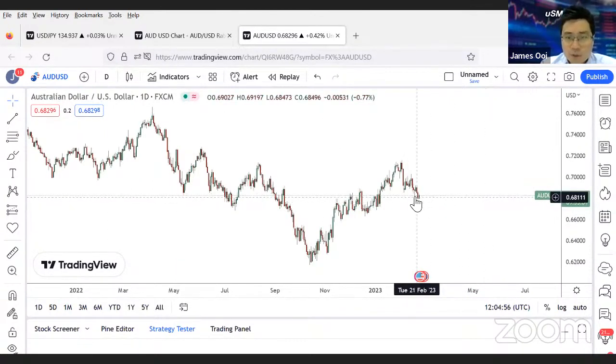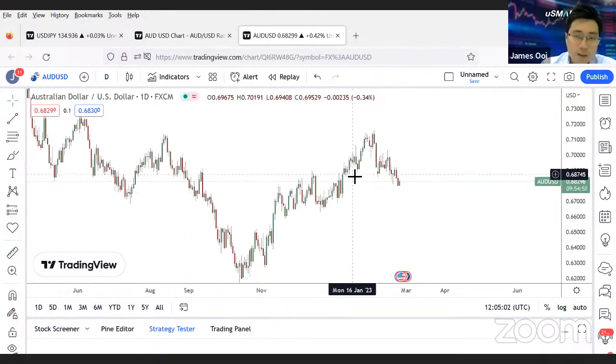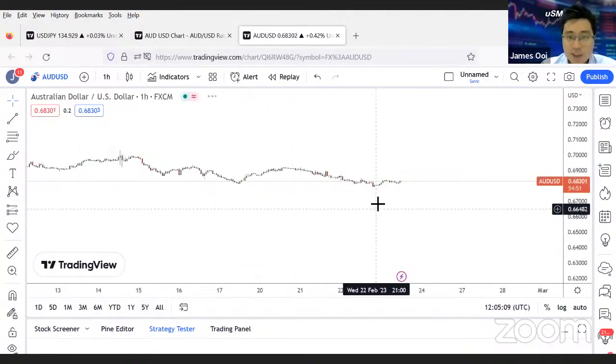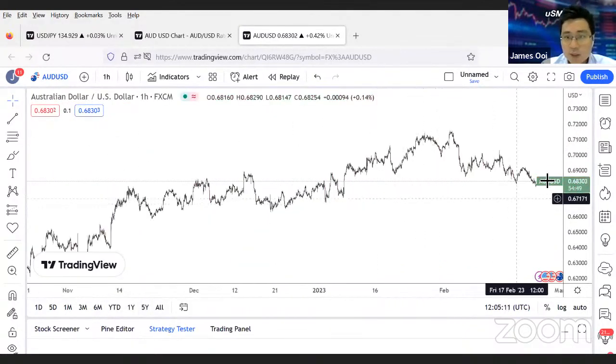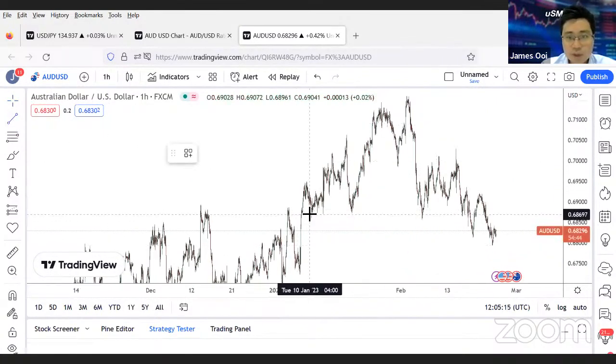Okay, so if you look closer, you can see that it's actually doing a little bit of a head and shoulder pattern over here. So probably I want to look at the hourly chart. Okay, and you draw the neckline over here.